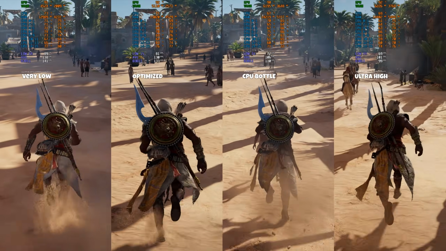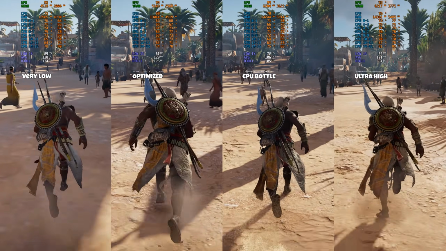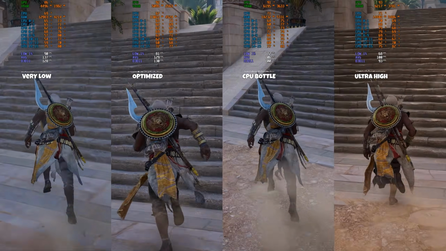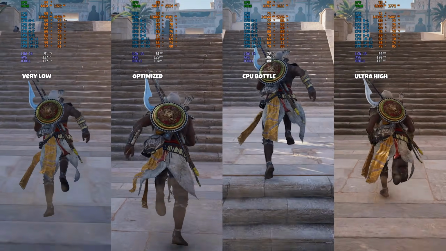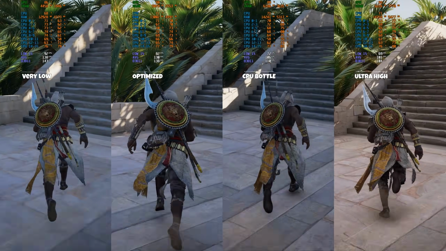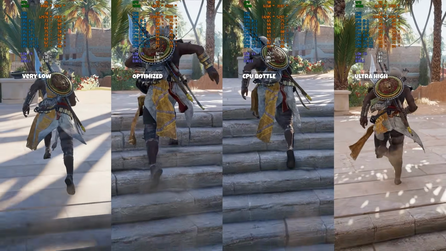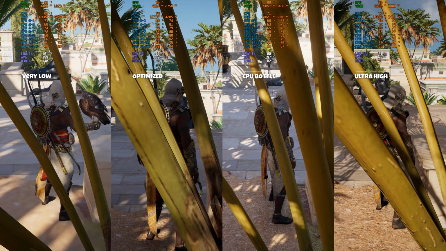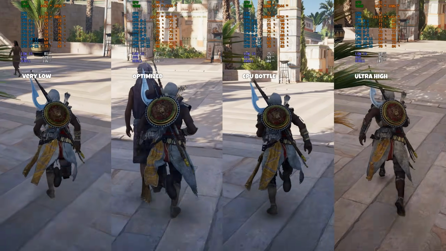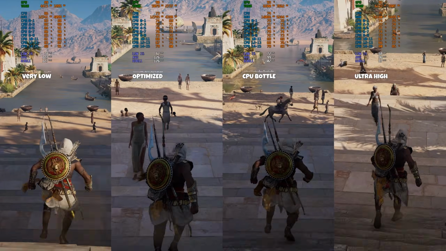It uses around 80%, I've seen, and then it just doesn't use the rest. So you have at least 20% from each core to use on your system. Something else you might also notice is the VRAM usage. You can see that the very low one has the lowest VRAM usage, where optimized also has a decently low VRAM usage. Same goes for the CPU bottle, where it is better than ultra high, but it's not that much better.